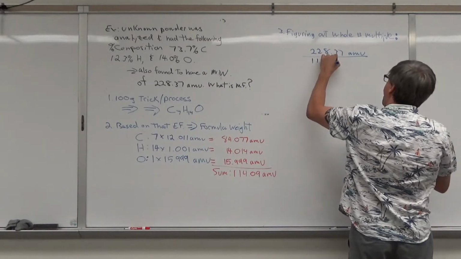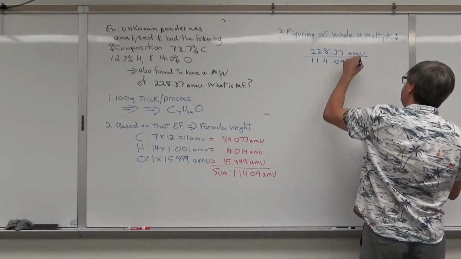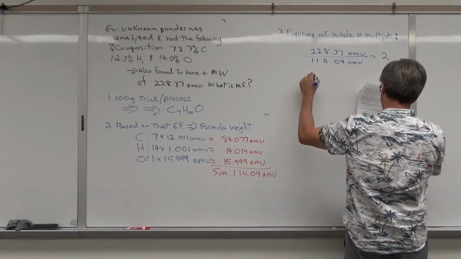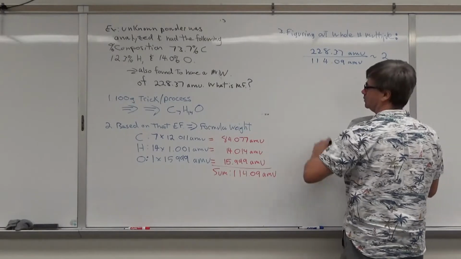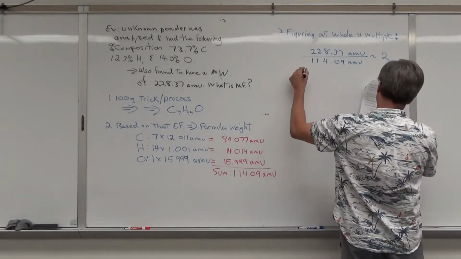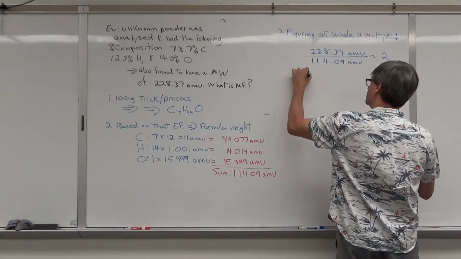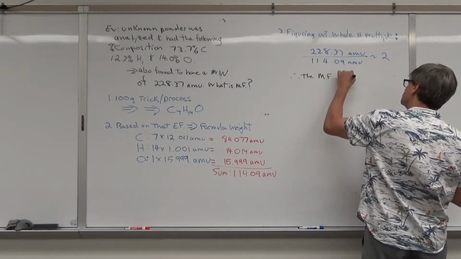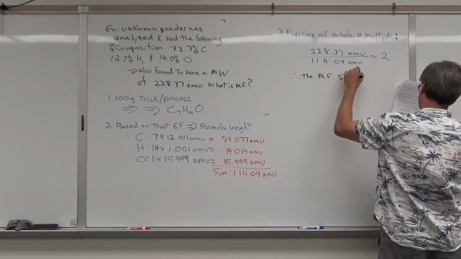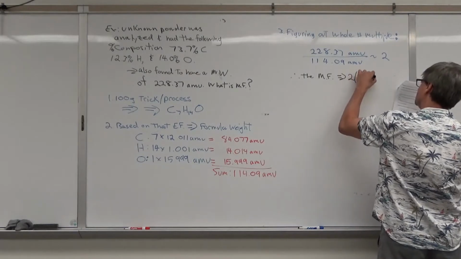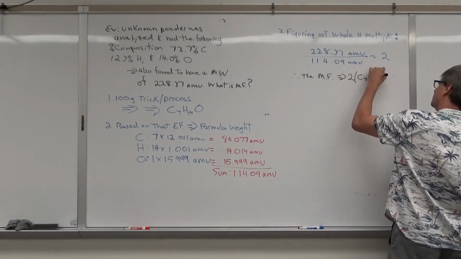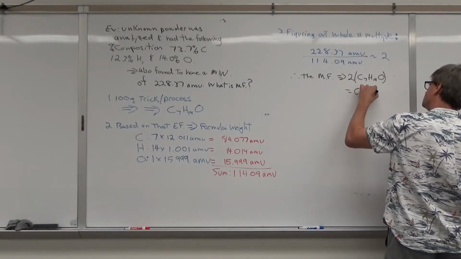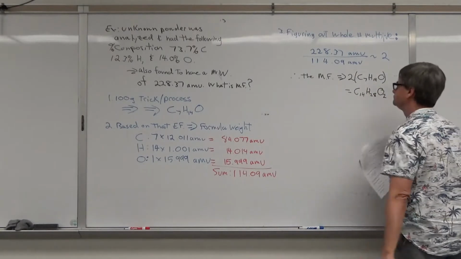114. Okay, I'm so sorry. That's just rude. 2, okay? Therefore, the molecular formula is 2 times C7H14O, okay? C14H28O2. Okay. All right.